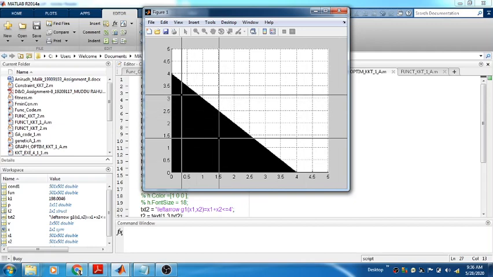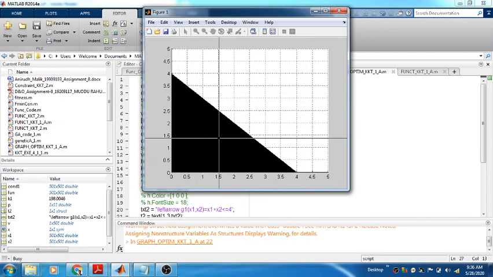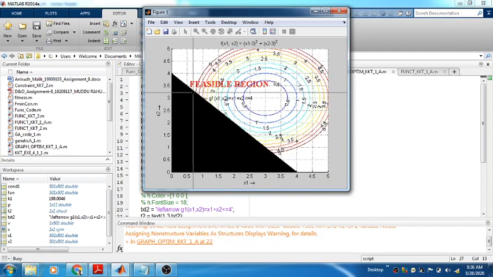Okay, this is your feasible region. I must write here, this is the feasible region. Now I can see that this is the feasible region, that is, this black one will be the feasible region.